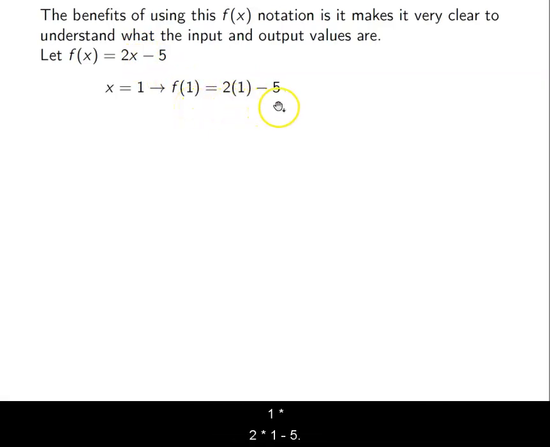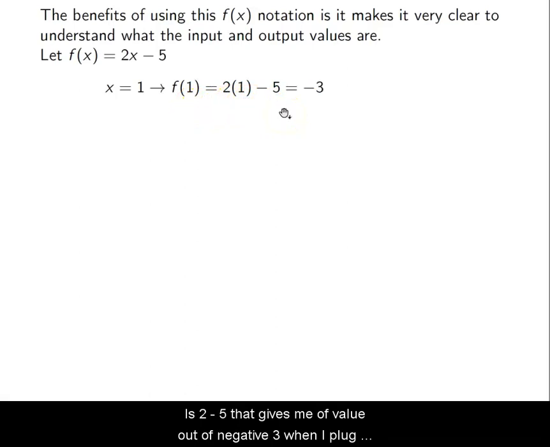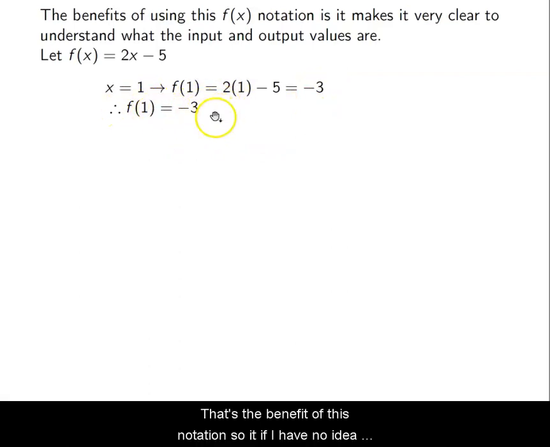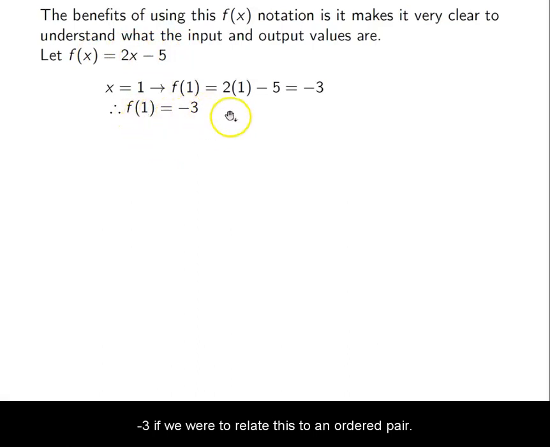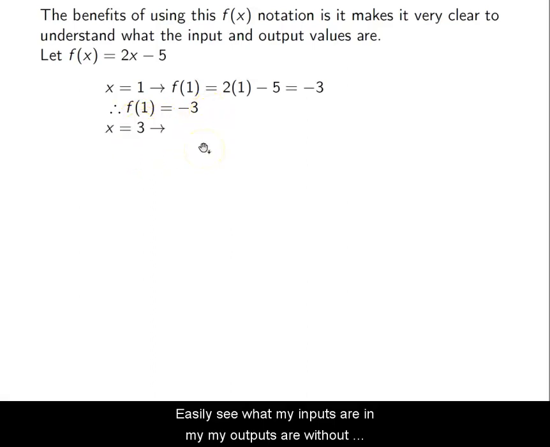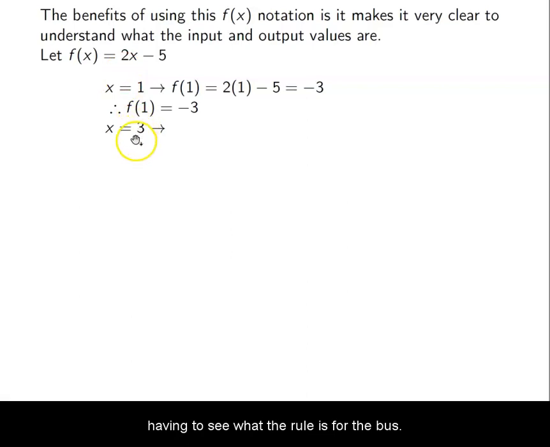Okay, so 2 times 1 minus 5 is 2 minus 5. That gives me a value out of negative 3. When I plug in 1 to my function, I get out negative 3. Okay, that's the benefit of this notation. So even if I have no idea what my rule is, I know that plugging in 1 gives me out negative 3. If we were to relate this to an ordered pair, this would give me the ordered pair of 1 comma negative 3. So that's the benefit of this notation, is that I can now easily see what my inputs are and what my outputs are, without having to see what the rule is for the function.